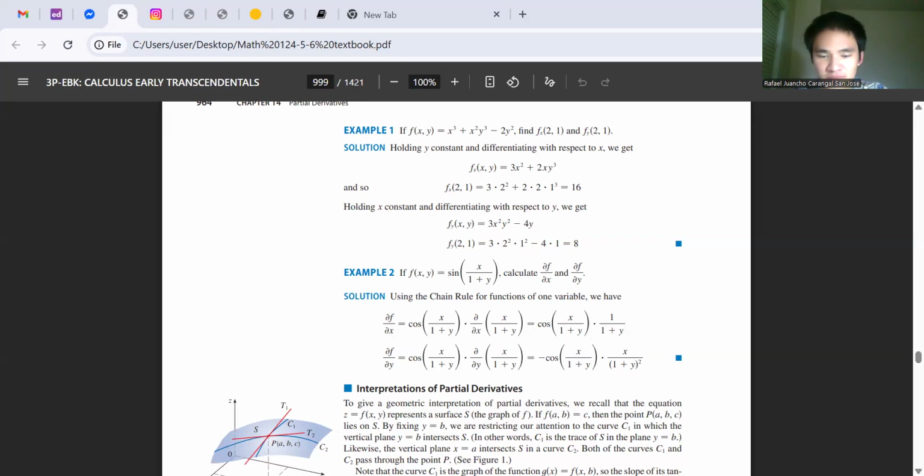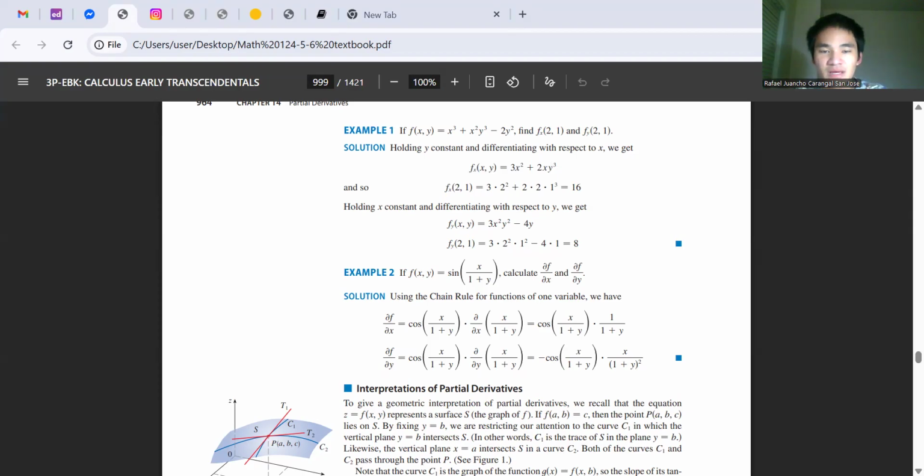So for number two, our second example in the textbook. Okay, let me do example two. Here we're being asked to find partial derivatives. So here we're saying if f(x, y) is equal to sine of x over 1 plus y, I have to calculate my partial derivative with respect to x, as well as with respect to y.